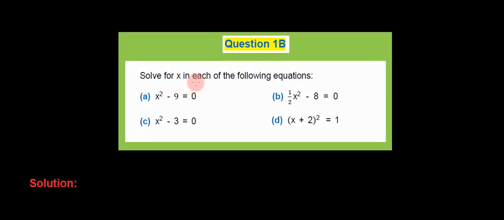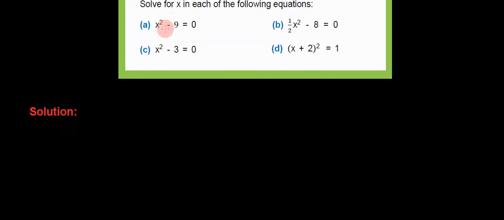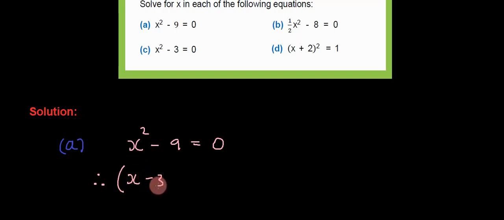Let's look at your answers to this question. It says solve for x in each of the following equations. And in A, we have x squared minus 9 equals 0. Of course, this is a difference of two squares. Both x squared and 9 are perfect squares, so we can factorize it as such. So it's (x minus 3) times (x plus 3) equals 0.